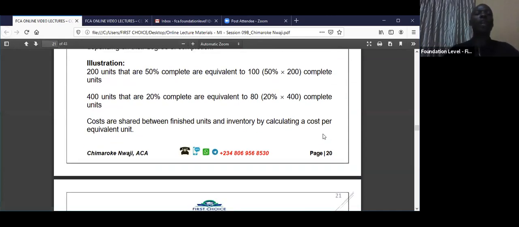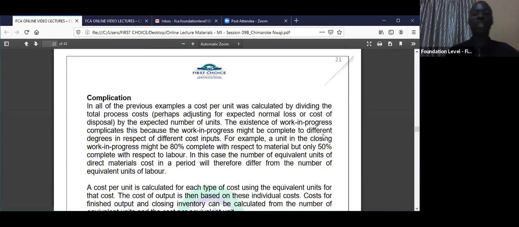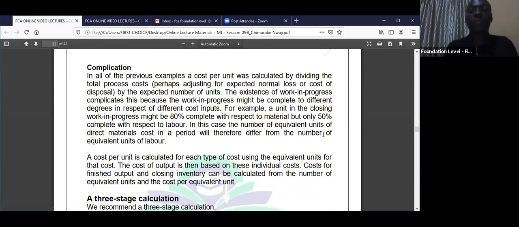So costs are shared between the finished units and the inventory, by calculating a cost per equivalent unit. We'll see how we calculate it. Now we have a complication. What is a complication? We've just done something that when we say 200 loaves of bread that is 50% completed is as good as 100 completed loaves of bread.